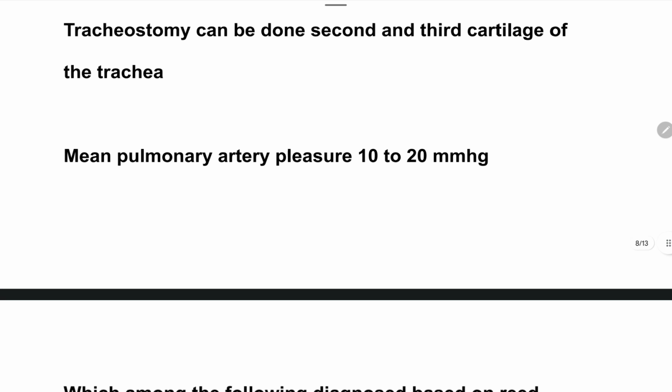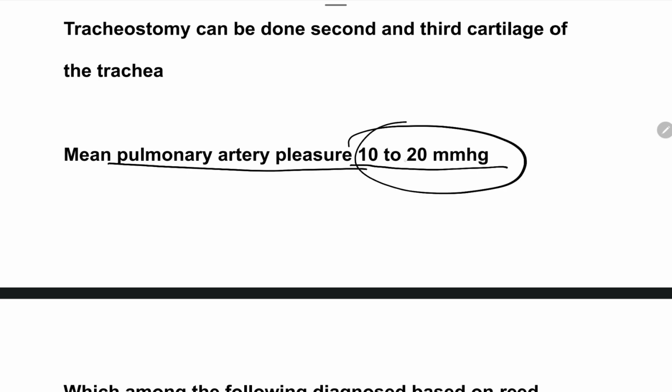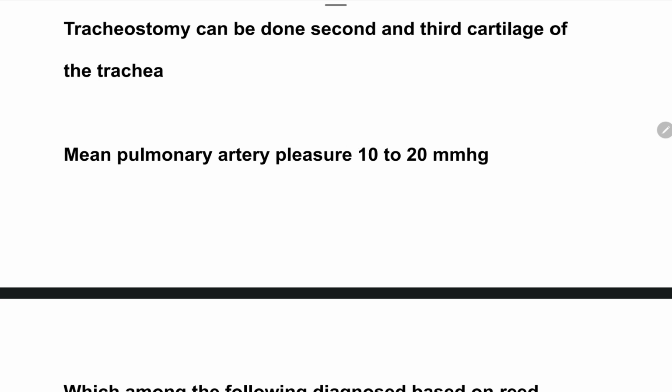The next point is mean pulmonary artery pressure, which is about 10 to 20 mm of Hg. Mean pulmonary artery pressure is 10 to 20 mm of Hg.